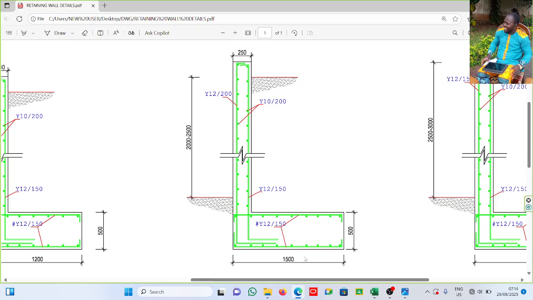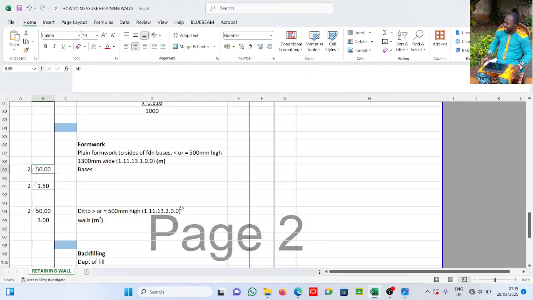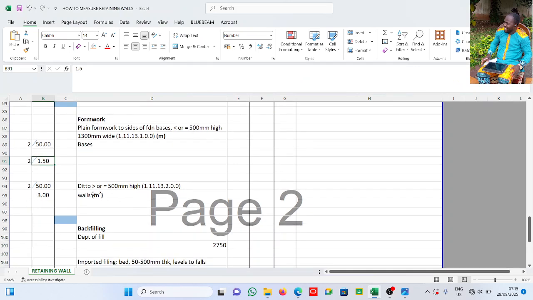I need to put this at one end and at the other end, which is what I just did here. This is the first one, and this is the one at both ends. Now the wall is running through 50 meters. The height is 3 meters. So I have 50 meters by 3 meters by 2. Now this is greater than or equal to 500, it is a square meter item.